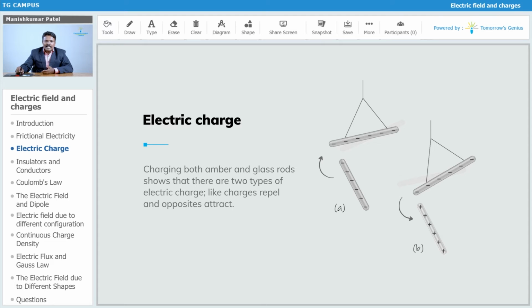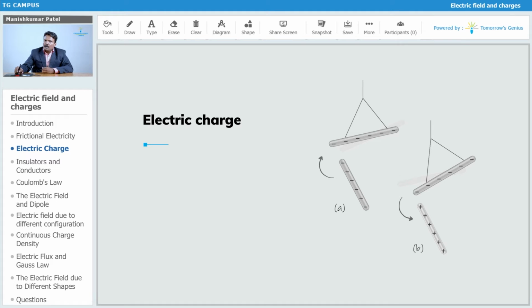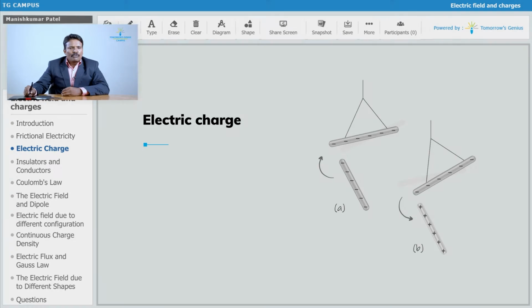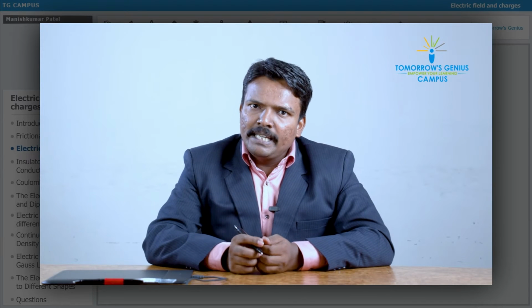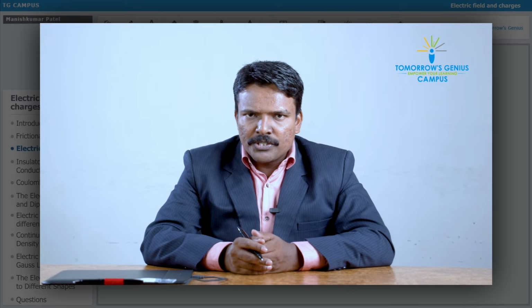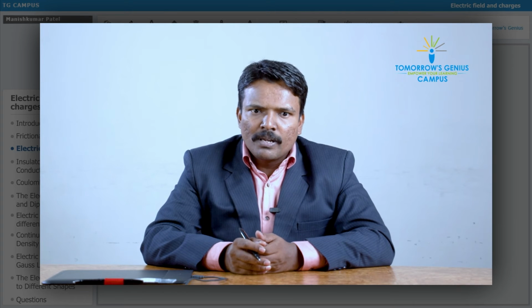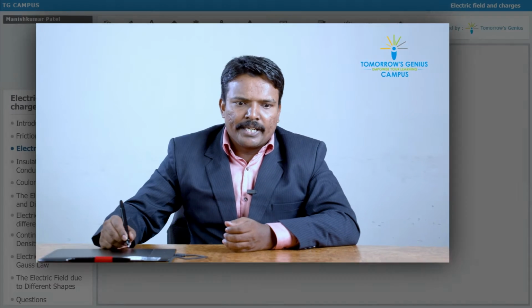same kind of charge, that is, either both of them have negative charge or both have positive charge. Or you can consider another case where you will find that the two rods attract each other. So from this experiment you can prove that there are two kinds of charges, one is positive and another is negative.